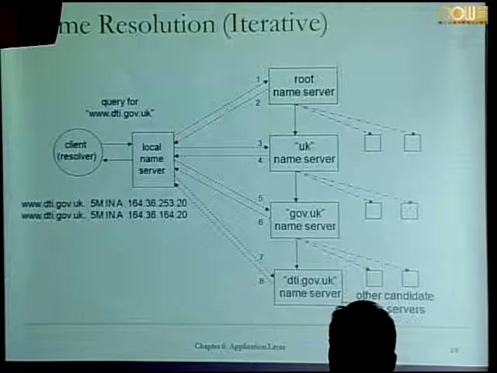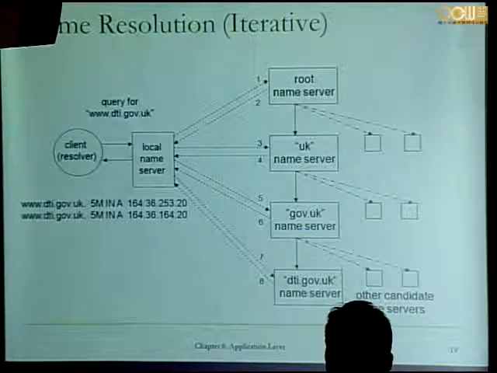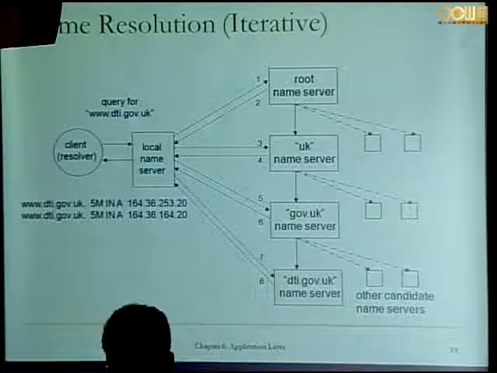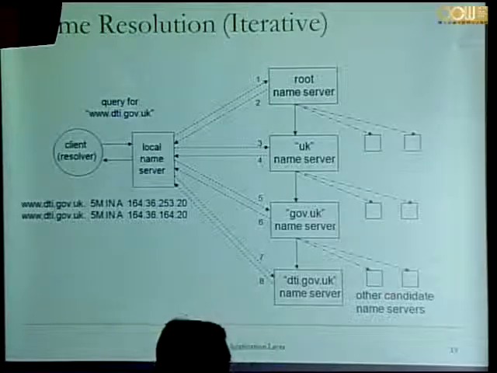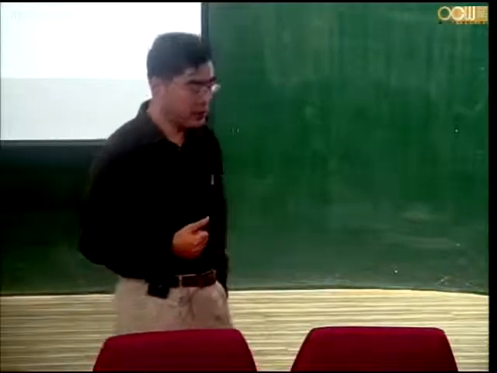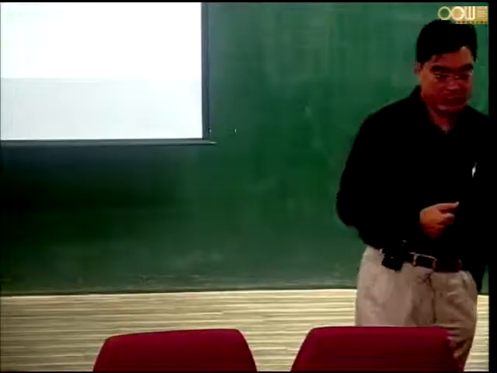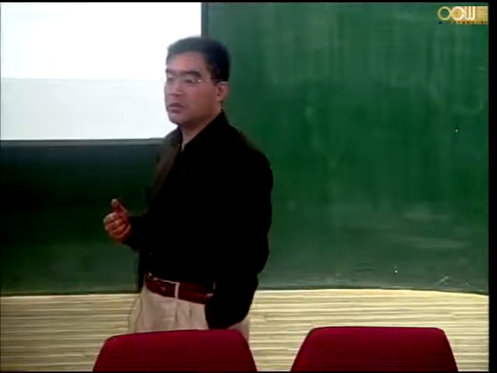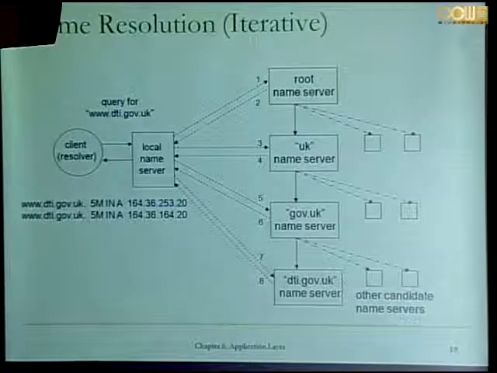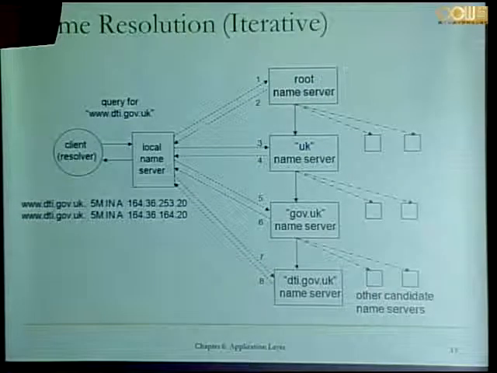So it turns out the iterative mode is easier for the name servers. However, it's the local name server that has to do most of the job, while all the others just do redirection. Okay. Questions? Any question? So that should be clear, right? Iterative mode.